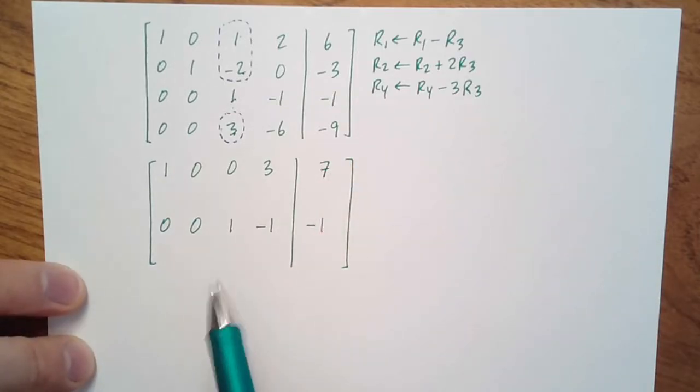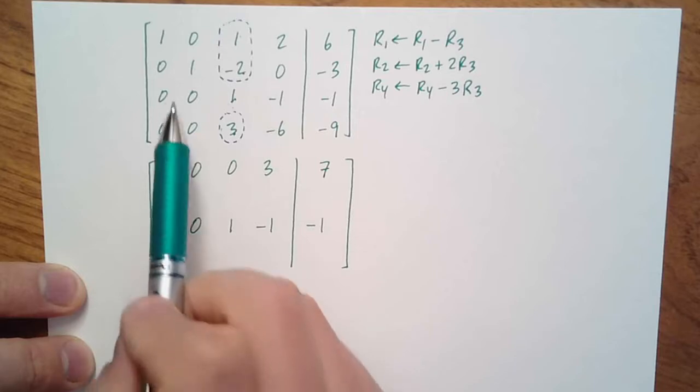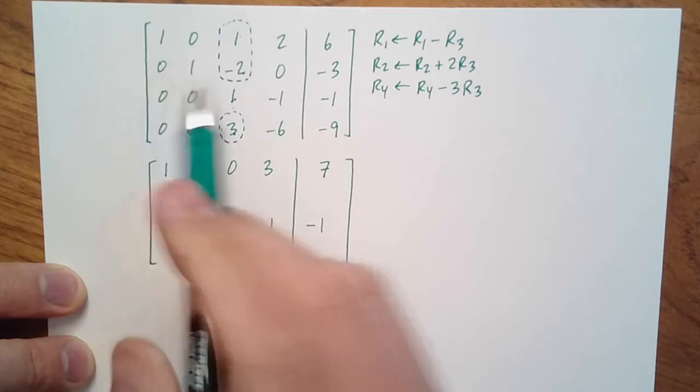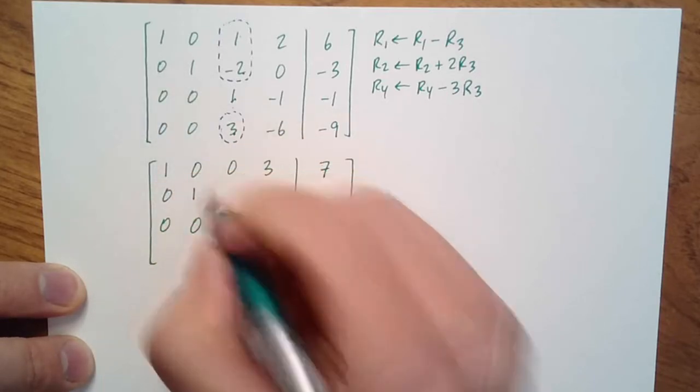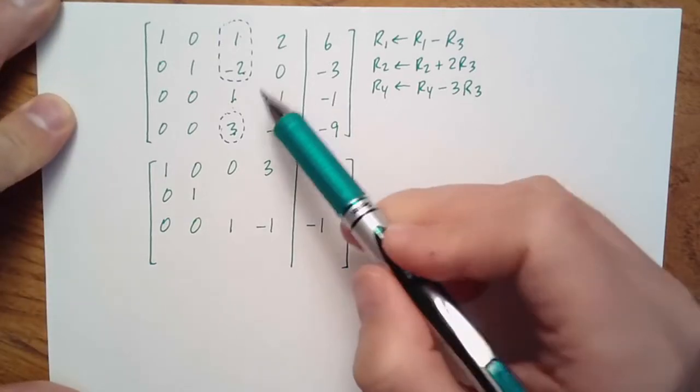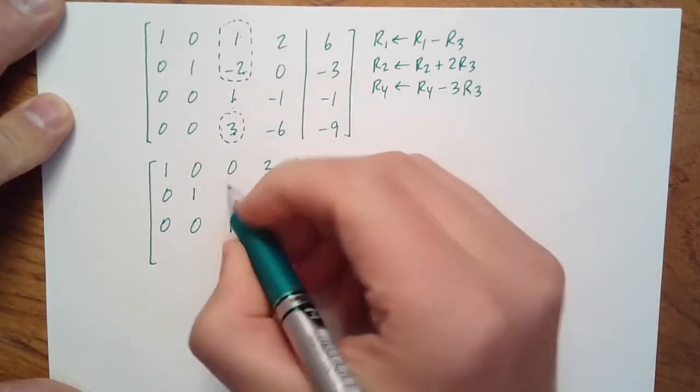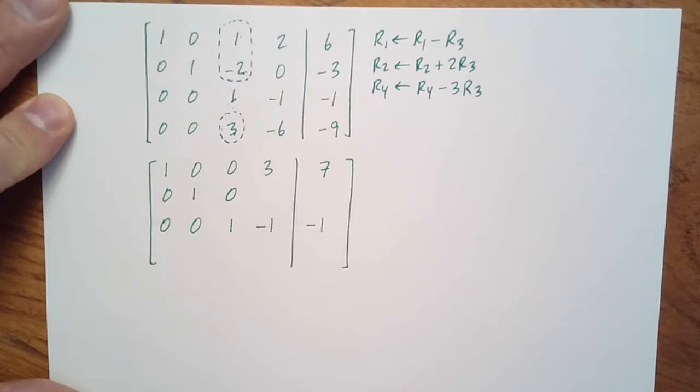Okay, what about the second row? We're going to add row 3 to the second row twice. So these zeros won't have any effect on these entries. So the first two entries are not going to change. They'll just be 0 and then a 1. We're going to go negative 2 plus 2 times 1. That's negative 2 plus 2, which is 0.